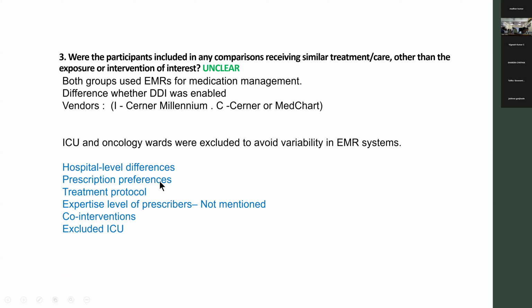One is hospital-level differences. We don't know what the level of the hospitals is in the five centers they have taken. Second, prescription differences. They might have different preferences in different departments or a hospital policy. Treatment protocol: they have not mentioned who the prescribers are. The expertise level of the prescribers might be different, so some people would have anticipated and that would not have resulted in an interaction. Co-interventions are not mentioned, and they have excluded ICU patients. They have taken ward admissions, so the sicker patients, where you expect more interaction, are actually excluded. So there probably would have been some co-interventions or differences which are not captured here.